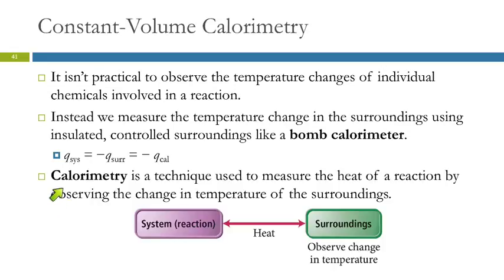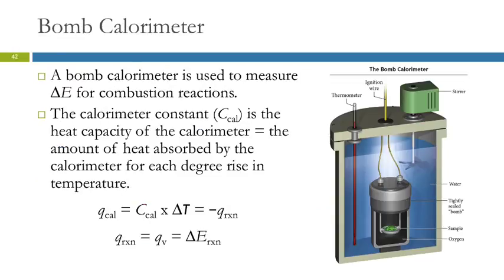Calorimetry, that's a combination of two words, calorie and metry, or metric, measuring. So measuring calories. It's a technique where we measure the heat of a reaction by observing changes in temperature of the surroundings. So you've got the reaction that is our system, and it's exchanging heat with the surroundings. We control that in a calorimeter where we can measure the change in temperature.